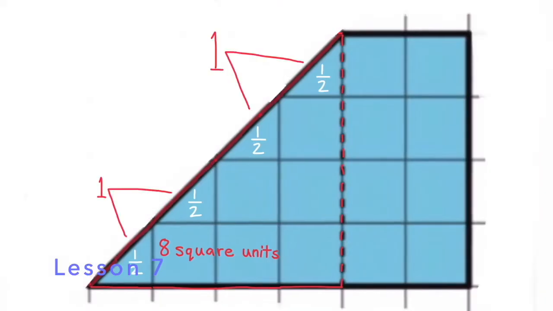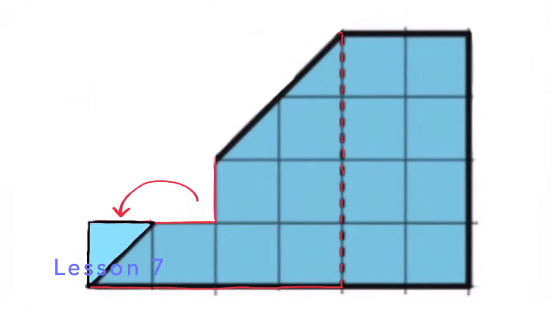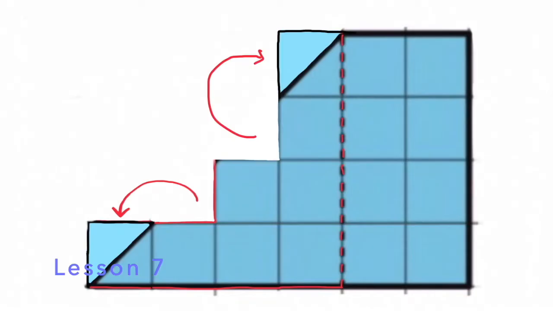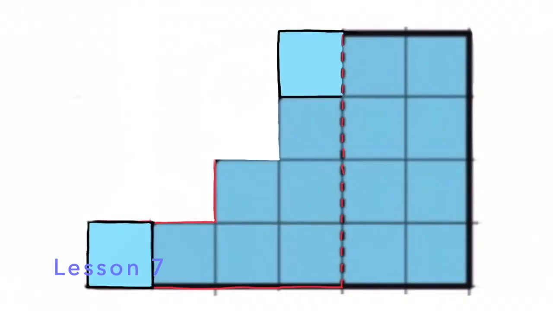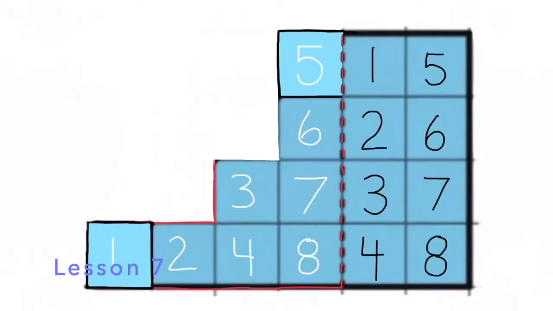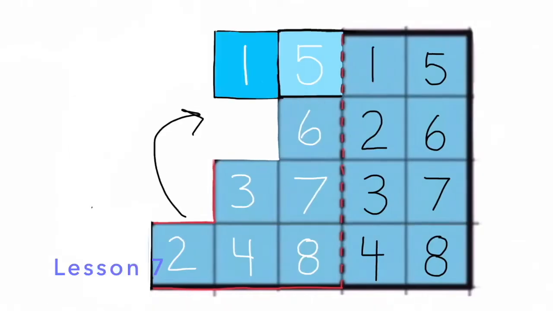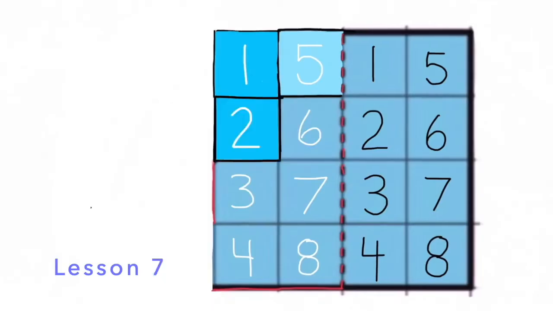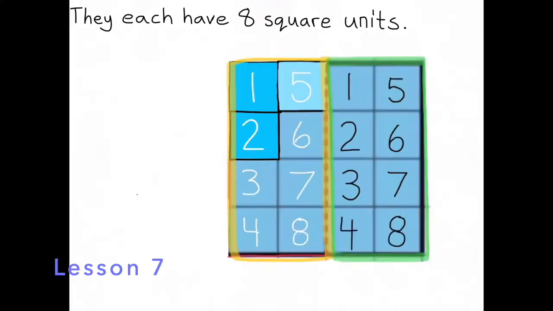I'm going to rearrange the half units to make 1-unit squares. Now that I combined the half-unit squares, we have all 1-unit squares. Now I can rearrange these unit squares and stack them on top of each other to make a rectangle that has the dimensions 2 by 4, just like the rectangle on the right. She was correct. They each have an area of 8 square units.